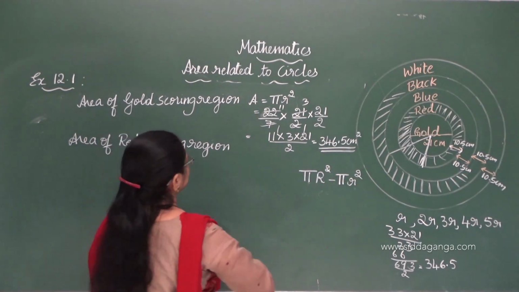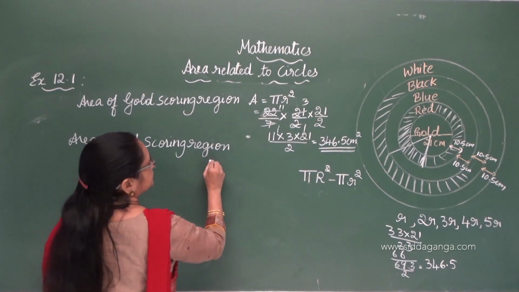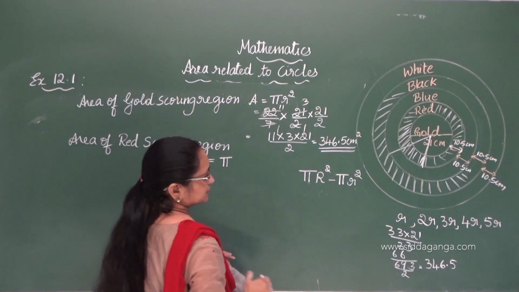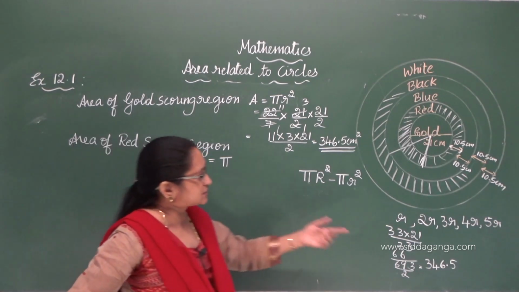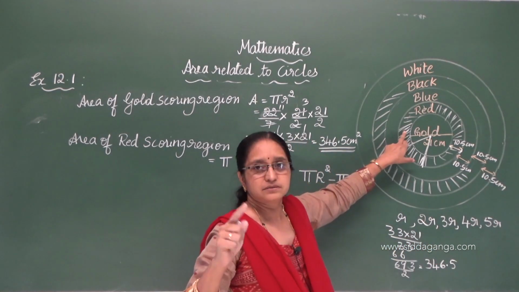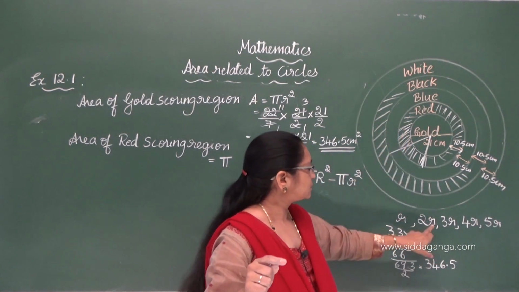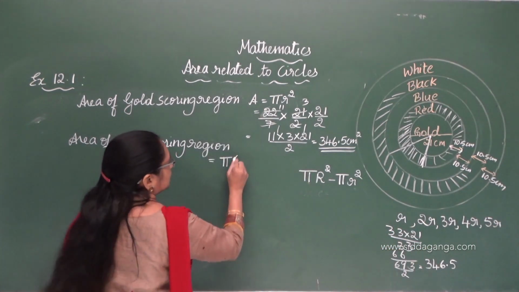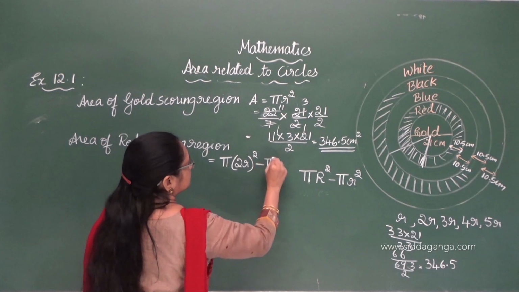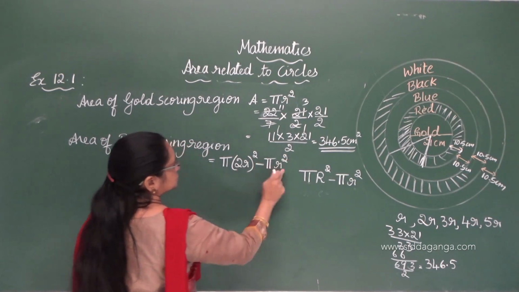In the same way, when I write here πr², the second region, you all know, has radius 2r, correct? Area of red, the radius is 2r. So I will write π(2r)² minus πr². I hope you understood this.